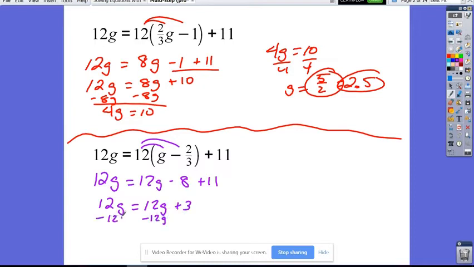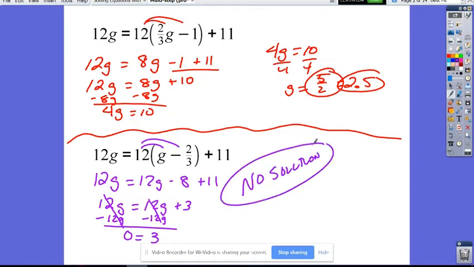Subtract 12g. This is a good time to review. Those cancel. We get 0 equals 3. Since they're not the same, it's not the reflexive property, it is no solution. If you write on the answer spot 0 equals 3, that would be marked as incorrect. The answer you need to write is no solution.